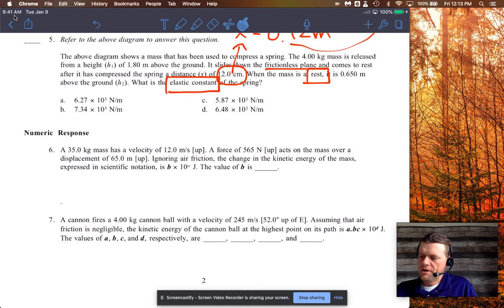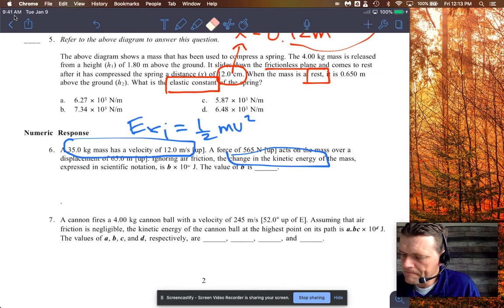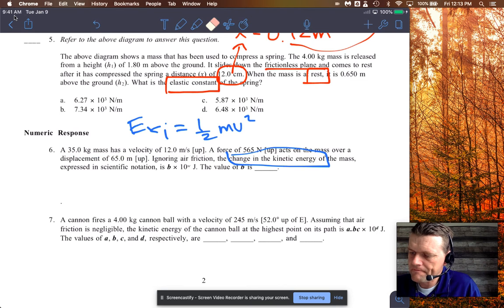This one wants to know the change in kinetic energy again, the change in EK. All right. So if you know that this mass has this velocity up, that's your initial kinetic energy, EK initial, and that would be 1/2 mv squared. You can calculate that. Then it says a force acts on the mass over a displacement of, sorry, I blocked that out, 65 meters up.